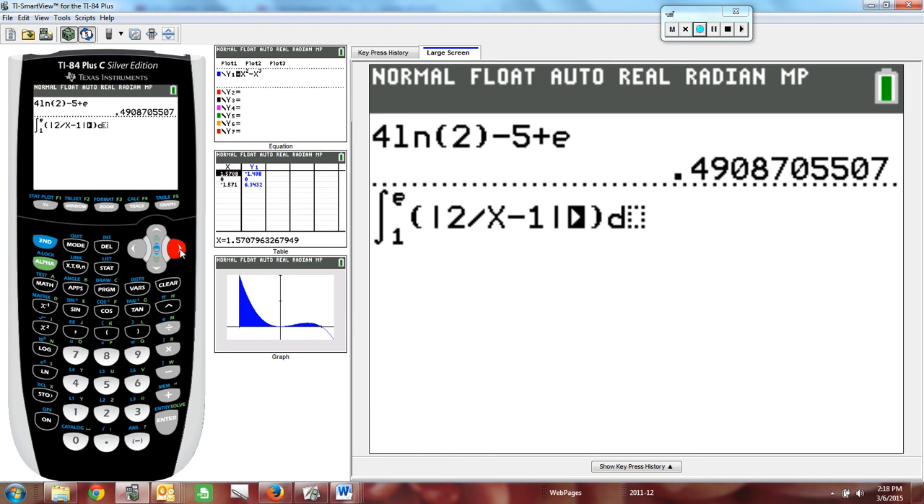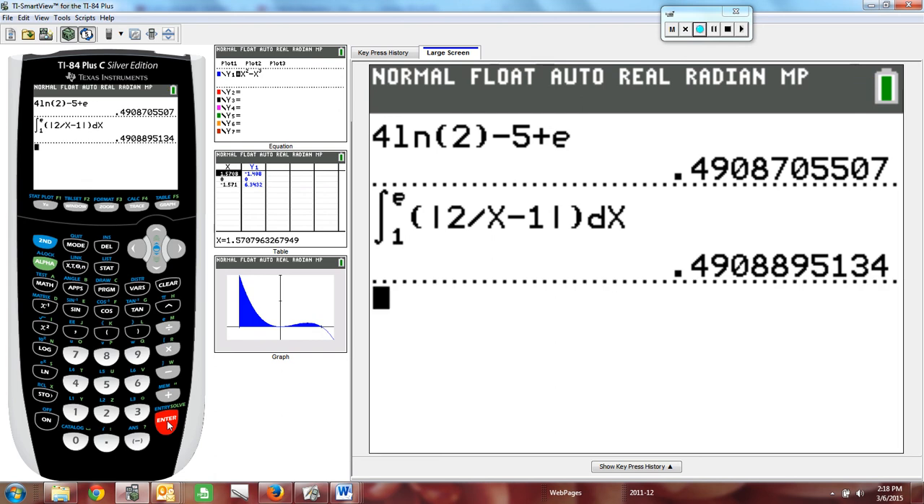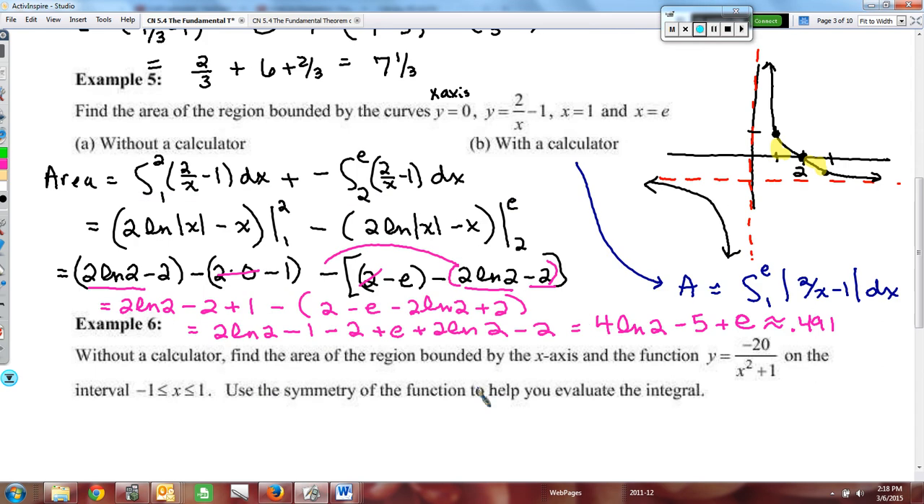and then our dx, and we get, thankfully, the same answer, or approximately the same. Remember, this is a numeric approximation that the calculator is doing. This was the exact value that we found using the fundamental theorem of calculus.